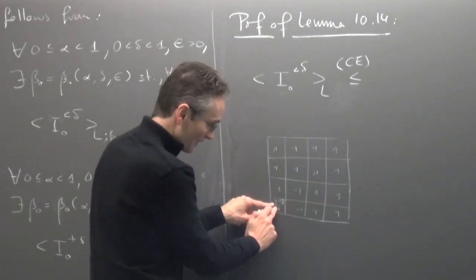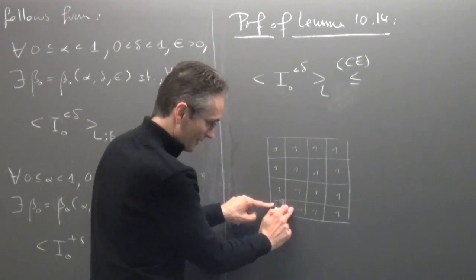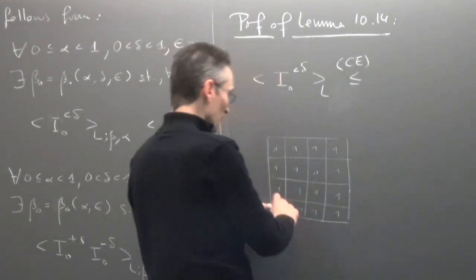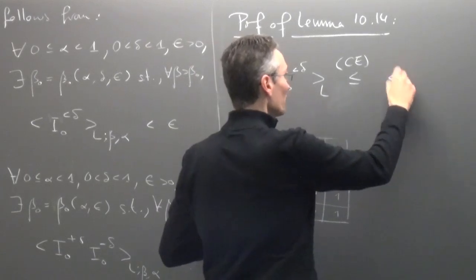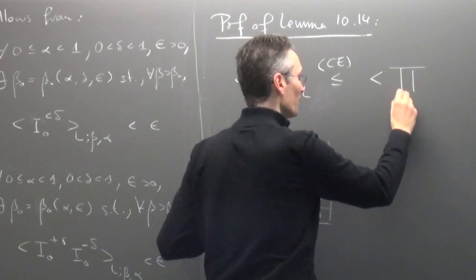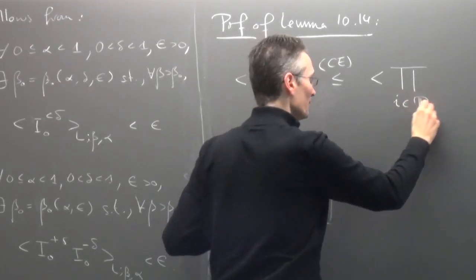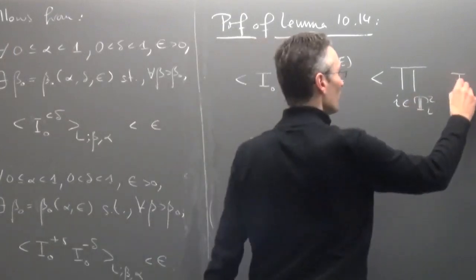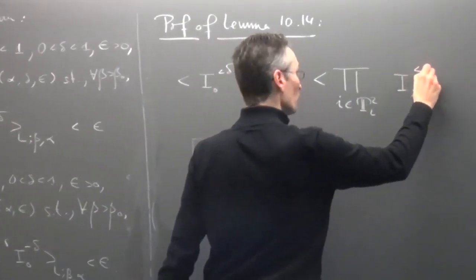So I0 plus delta is just that I of this vertex is plus delta, I of this vertex plus delta, and so on. So this will be smaller than the expected value of the product over all vertices of the lattice, 1/2, of I smaller than delta.